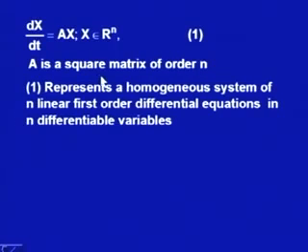Now, 1 represents a homogeneous system of n linear first order differential equations in n differentiable variables, because x is a column vector. So, this left hand side is actually n terms, on the right hand side we have this product, and x is a column vector. So, actually this system represents n differential equations, because each equation is having d by dt involved in it.